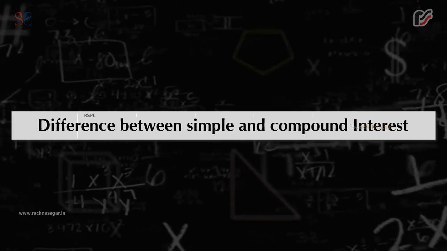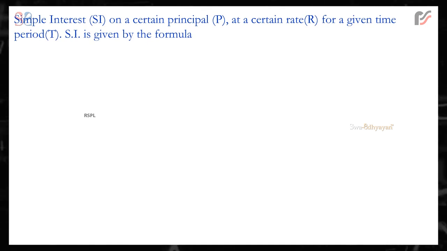Difference between simple and compound interest. Simple interest SI on a certain principal P at a certain rate R for a given time period T is given by the formula SI = P × R × T / 100.